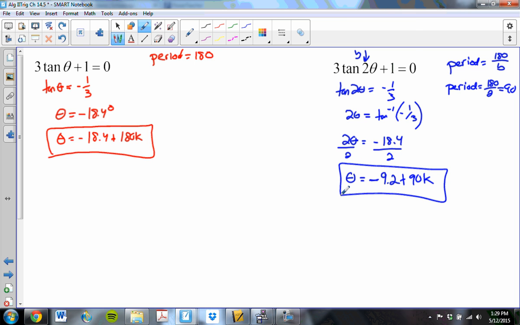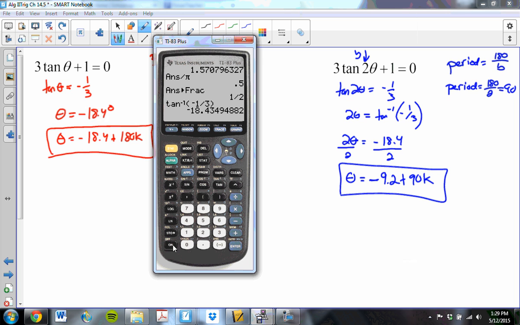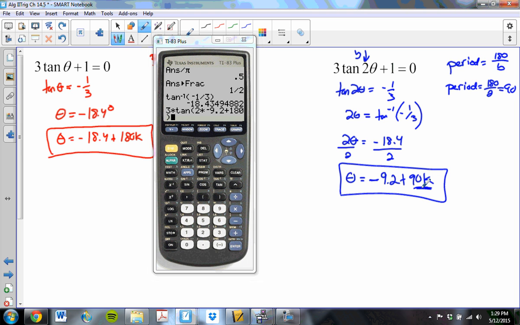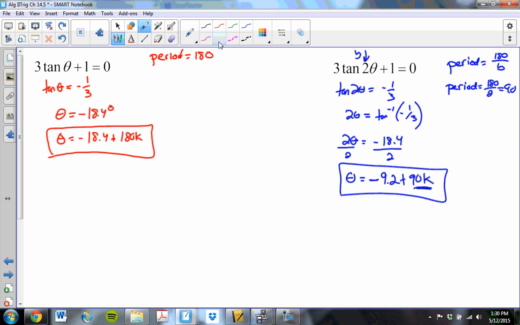And then the beauty is I could check that. You know, in my calculator, I could type 3 times the tangent of 2 times, let's do negative 9.2 plus 180. Because that's like 90 times 2 is 180. I'm going to plug in 2 more periods. And then I add 1, and hopefully this comes out to 0. Basically it does. Yeah, because of some rounding, it's a little bit off, but it's going to come out to 0. There we go.